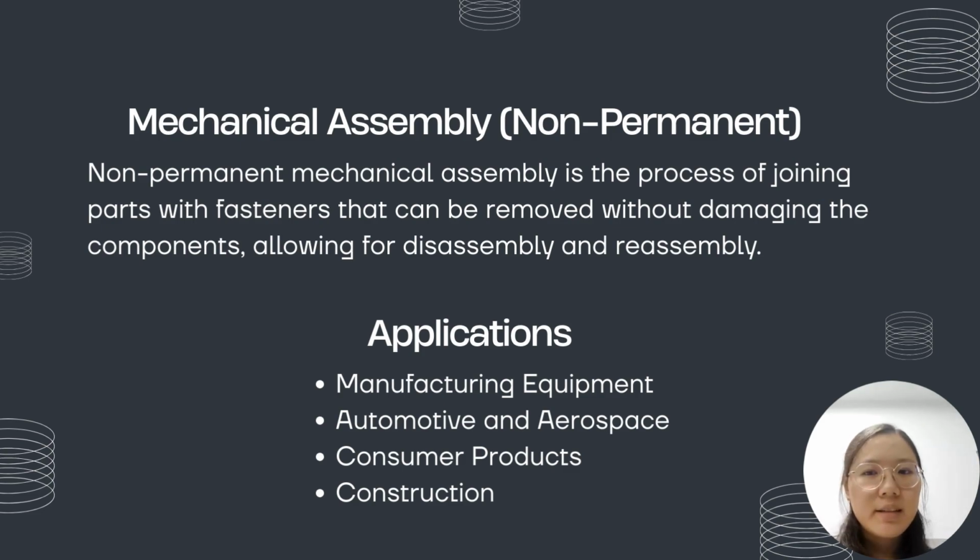Okay, next is about mechanical assembly for the non-permanent. Non-permanent mechanical assembly is the process of joining parts with fasteners that can be removed without damaging the component, allowing disassembly and reassembly. Non-permanent mechanical assembly can be used in manufacturing equipment, automotive and aerospace industries, the consumer products industry, and the construction industry.